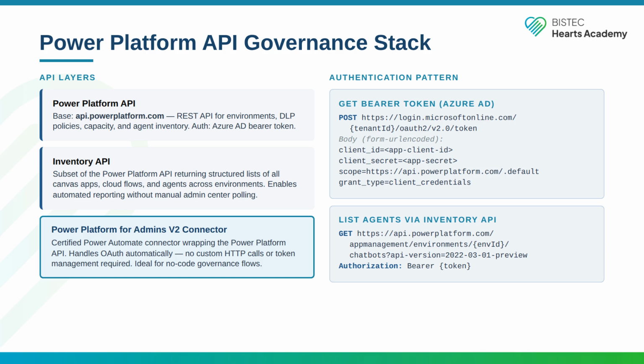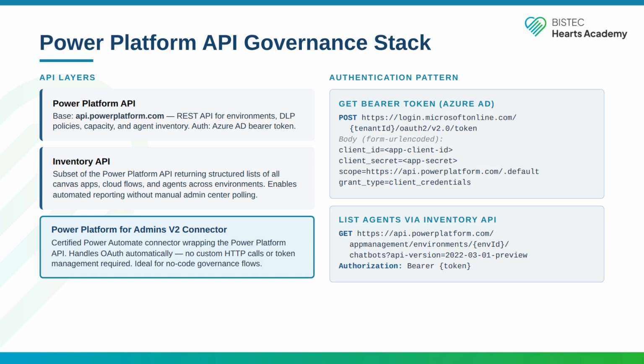The authentication pattern for direct API calls uses a client credentials grant. The application posts to the Azure AD token endpoint for the tenant, with the client ID, client secret, the scope set to api.powerplatform.com/.default, and the grant type set to client credentials. The bearer token returned is then passed as an authorization header on every subsequent API request. The Inventory API call to enumerate agents in a specific environment uses a GET request to the chatbot's endpoint under AppManagement/Environments.